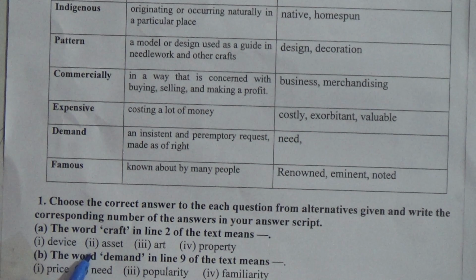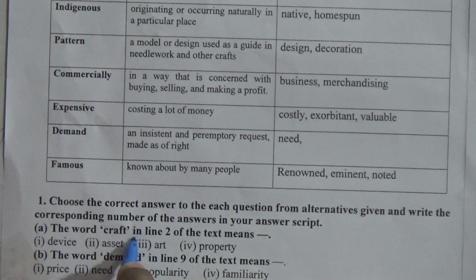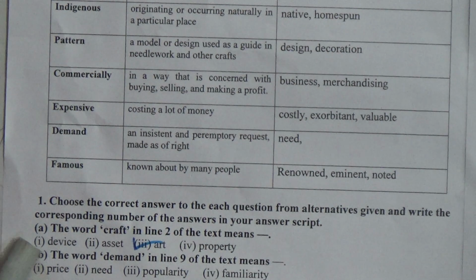Number A: the word craft in line 2 of the text means device, asset, art, or property. Property and asset are similar words, synonyms, and device means device. So our answer will be: craft means art in this passage. Number B: the word demand in line 9 of the text means price, need, popularity, familiarity. So demand means need in this passage. We'll move to the next page.